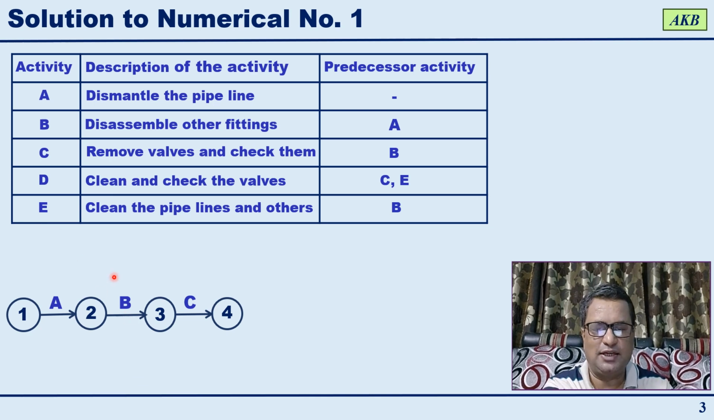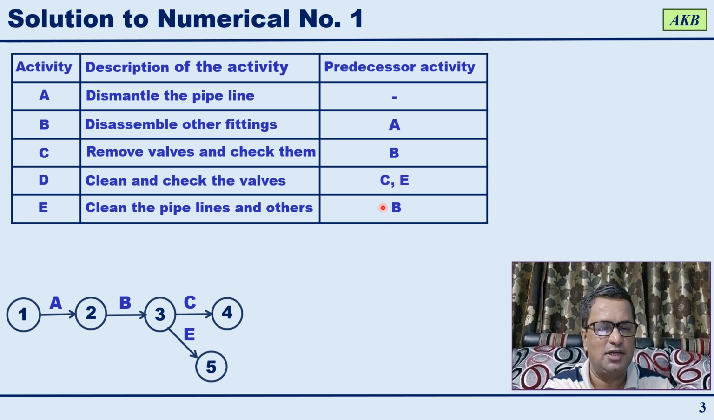Okay, so that's why let us first show activity E on the network diagram. Activity E is going to start after activity B. So on the network diagram, event 3, which is the end event of B, is going to act as start event for activity E. That's why activity E will start at event 3, and then it will get completed at event 5.